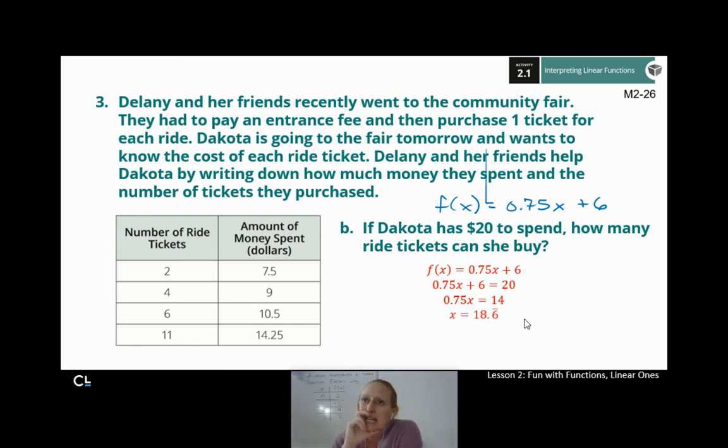The only thing is, Dakota can't buy part of a ticket, right? She either buys a ticket or she doesn't buy a ticket. She doesn't get to buy like a piece of a ticket. You either go on the ride or you don't go on the ride. So it looks like Dakota can only buy herself 18 ride tickets.